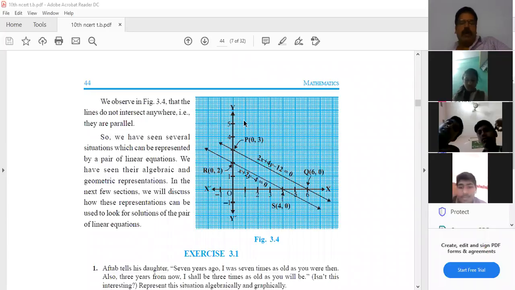but then also, 3 years from now, I shall be 3 times as old as you will be. Represent the situation algebraically and graphically. I will show you algebraically; you have to draw the graph later. Today you should do those two examples as homework. This one I can give tomorrow, and if possible you can do it graphically also. Now I am sharing the screen.